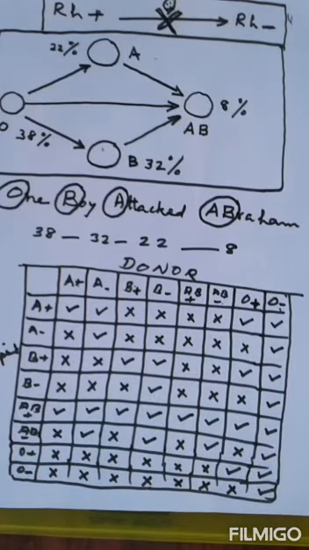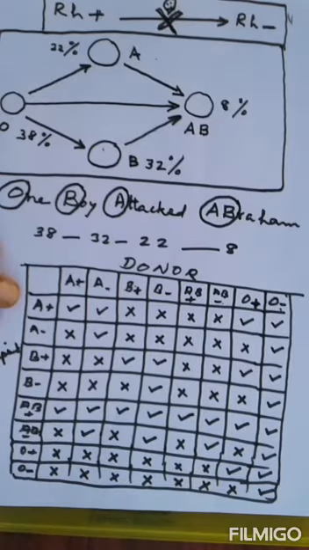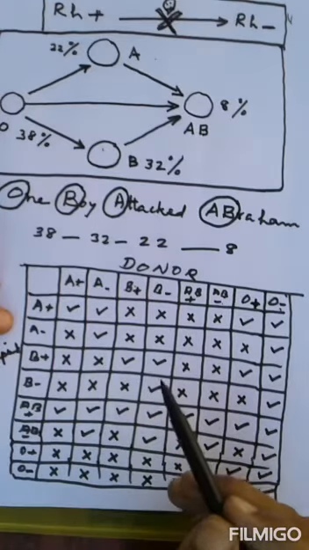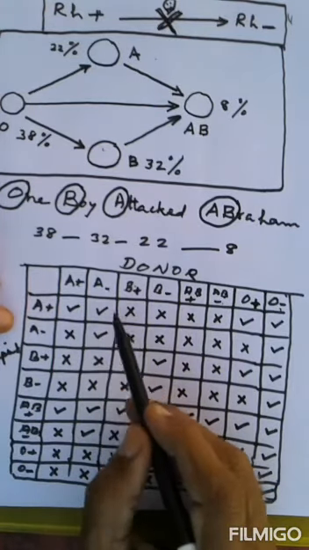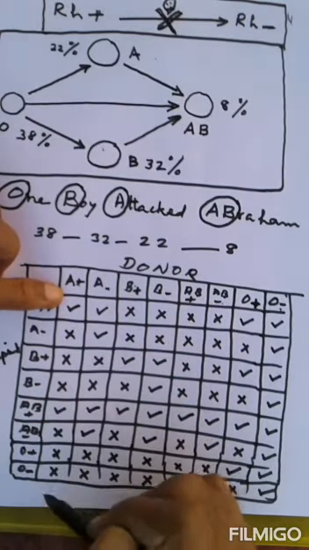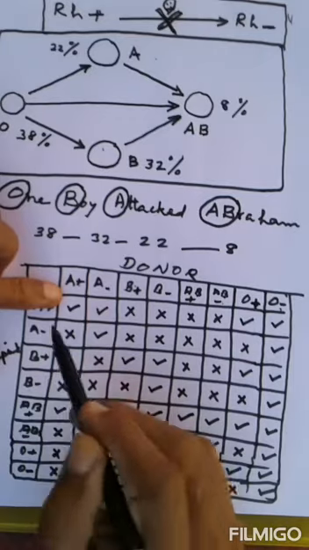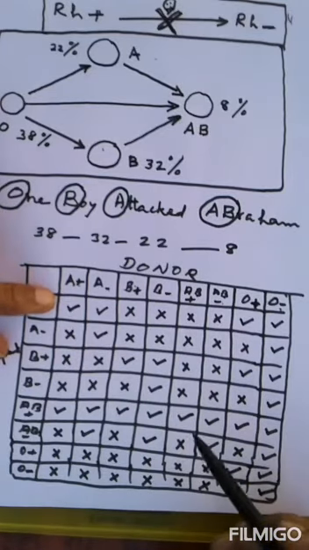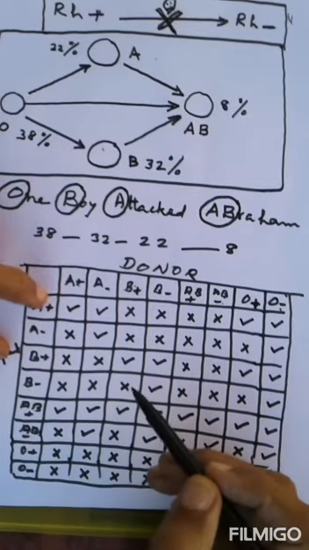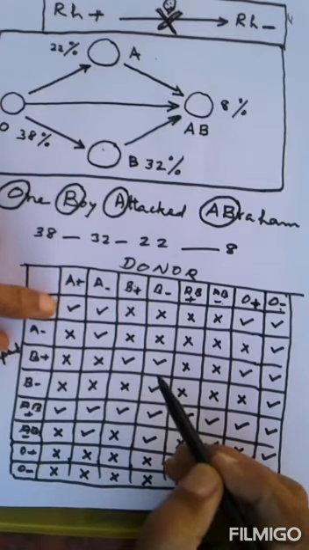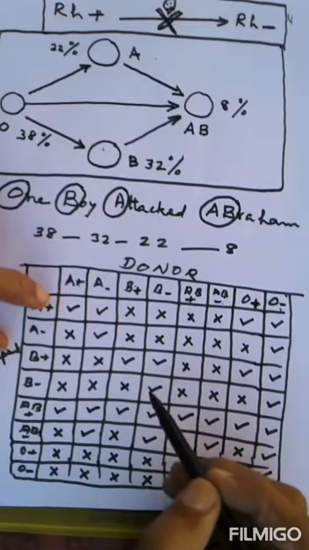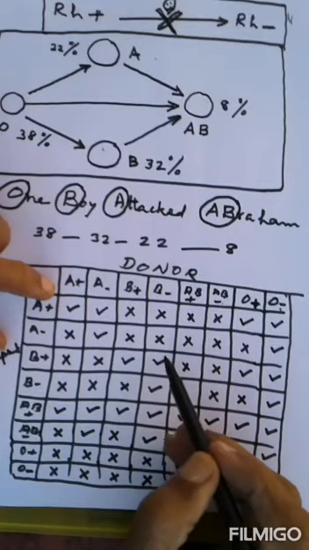So this is how to fill the Punnett square, to find out the compatibility of various blood groups. Here, now we have to count how many possibilities are allowable. Totally there are 64 possibilities, 8 into 8, 64 possibilities. Out of that, how many are allowable possibilities? I will count the tick mark.